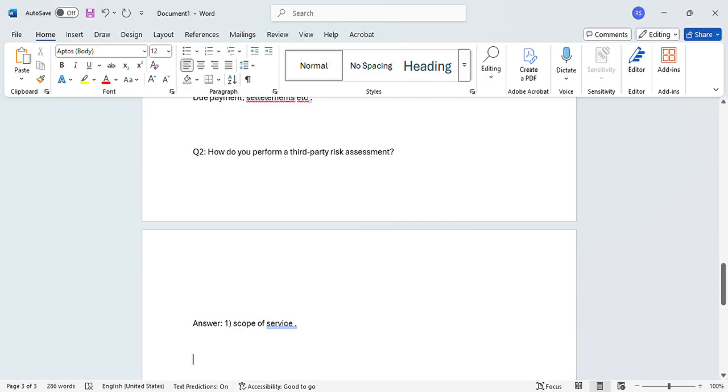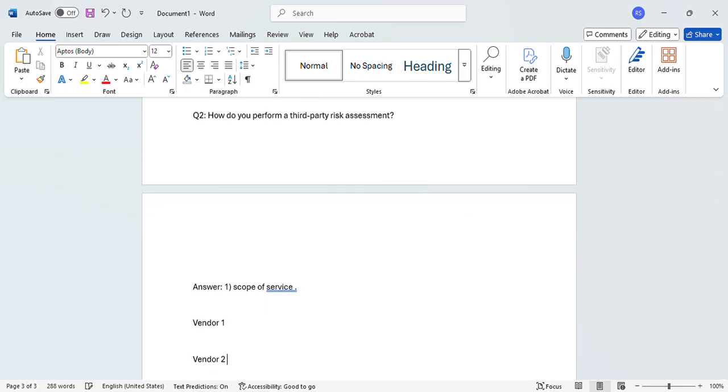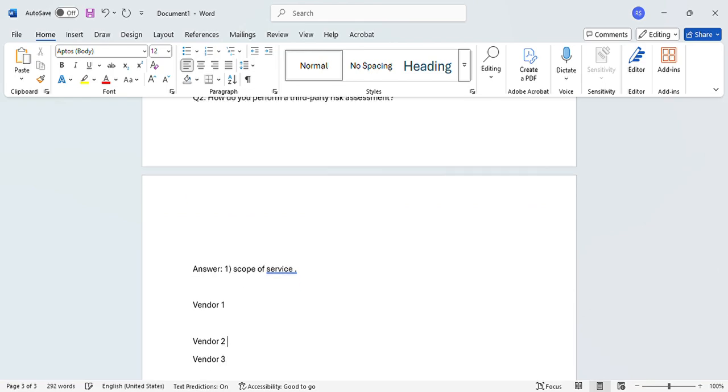Okay, you have, for example, three vendors: vendor 1, vendor 2, vendor number 3. Vendor number 1 is providing the admin services. Admin services include different services, plus cab services, and furniture services, or you can say cleaning staff provider.